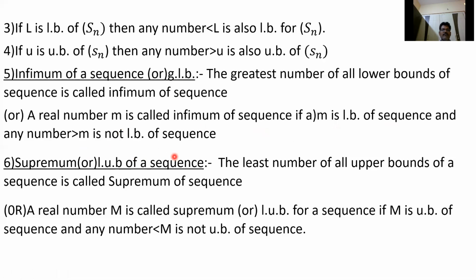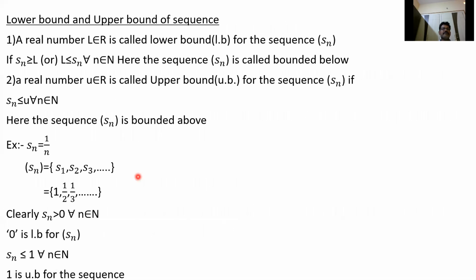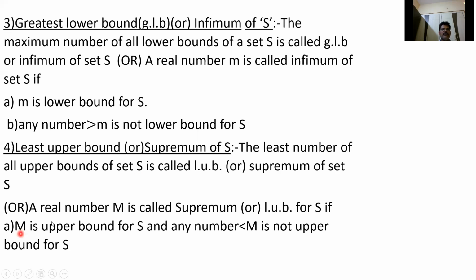Similarly, we define the supremum, or least upper bound, LUB, of a sequence. Already we defined it for a set: a real number capital M is called the supremum or least upper bound for S if M is an upper bound for S and any number less than M is not an upper bound for S. Why? Because capital M is the least upper bound, so any number less than M is not an upper bound for S.